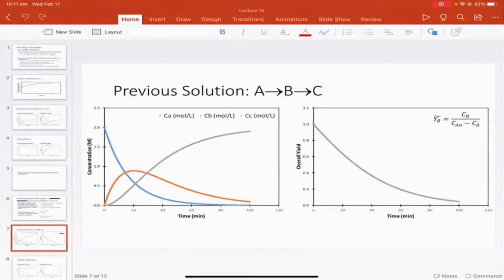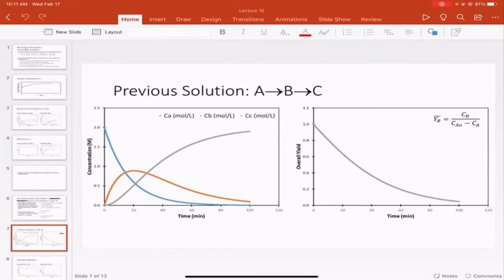So here's what we derived in lecture 5, right? And this was our solution. And hopefully this rings a bell. And what we saw was that our optimal concentration of B occurred at about 20 minutes of reactor time. And we had a yield that started at 1, and then the yield decreased over time as B became C. And after about 100 minutes, we reached a fairly high conversion, and we stopped operating the reactor at that point. Okay, so that's where we were in lecture 5.